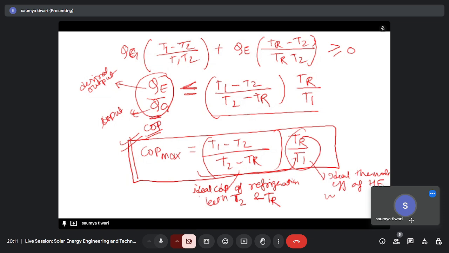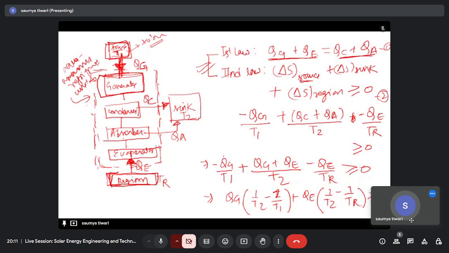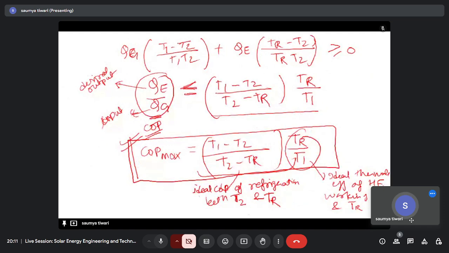And this (T1 minus T2) by T1 is actually the ideal thermal efficiency of a heat engine working between temperatures T1 and T2. There are two things going on simultaneously. This whole system can be understood in terms of two components: one is the heat engine and one is the refrigeration unit. The heat engine works between the source and the sink, and the refrigeration unit works between the cooling space and the sink. Just to understand how this formula could be understood. So we got the COP max formula.